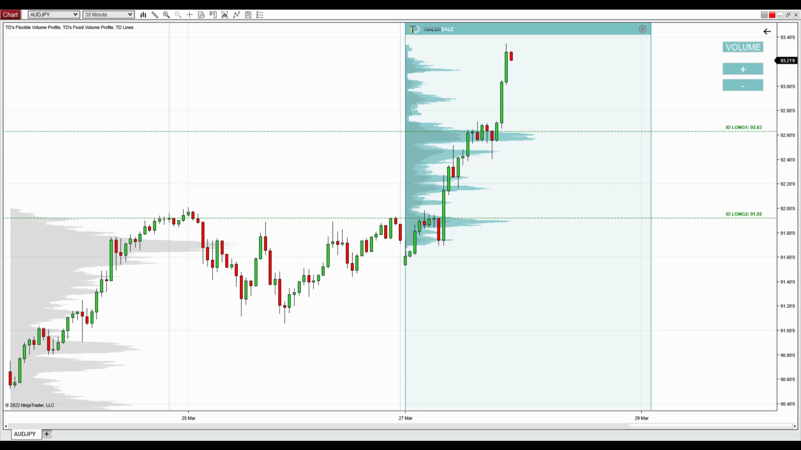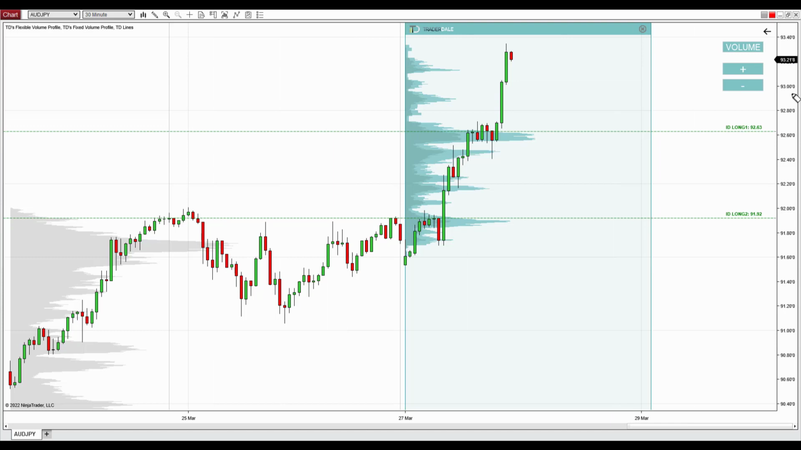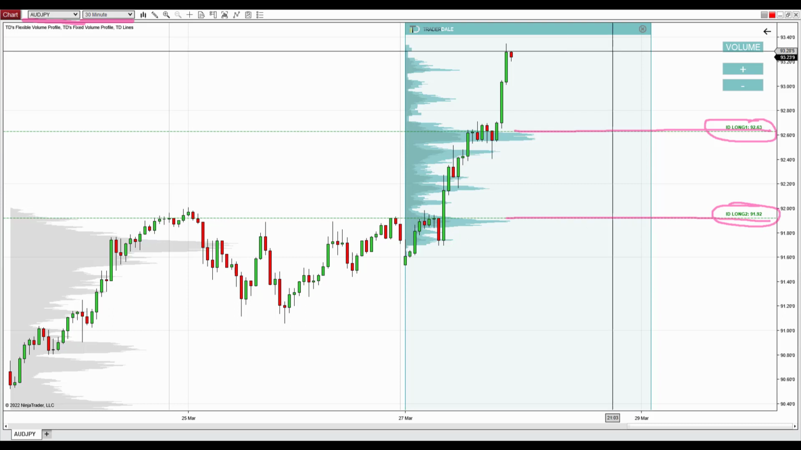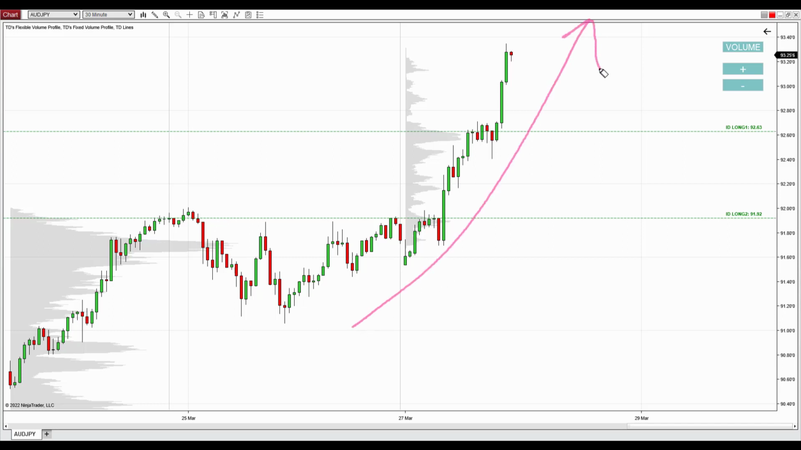Let's now have a look at the charts. The first trading idea is on the Australian dollar Japanese yen. What you see before you is the Australian dollar Japanese yen 30-minute chart, and there are two strong supports that I'd like to show you. There is support in here, 92.63, and support in here, 91.92.